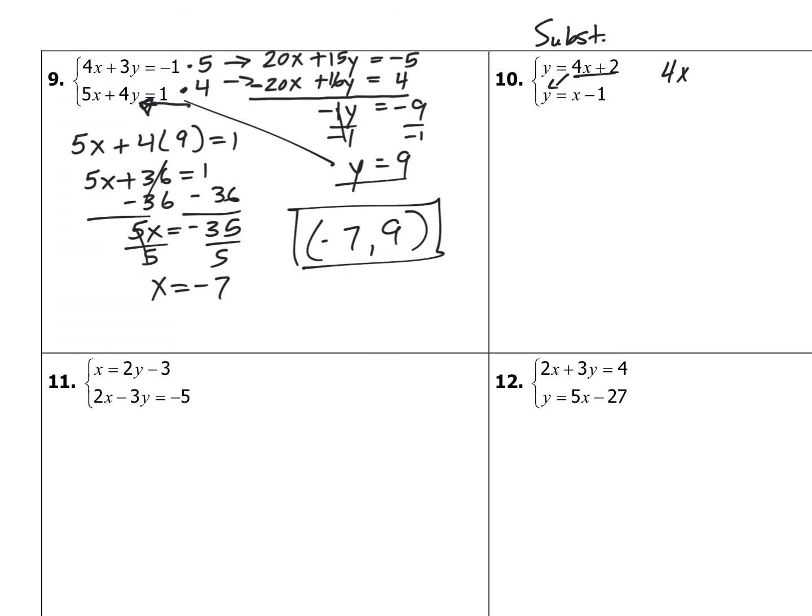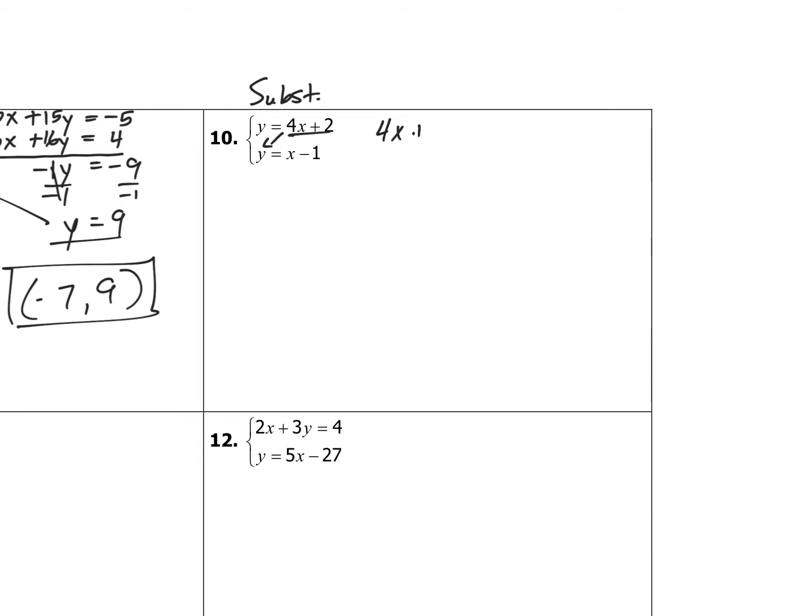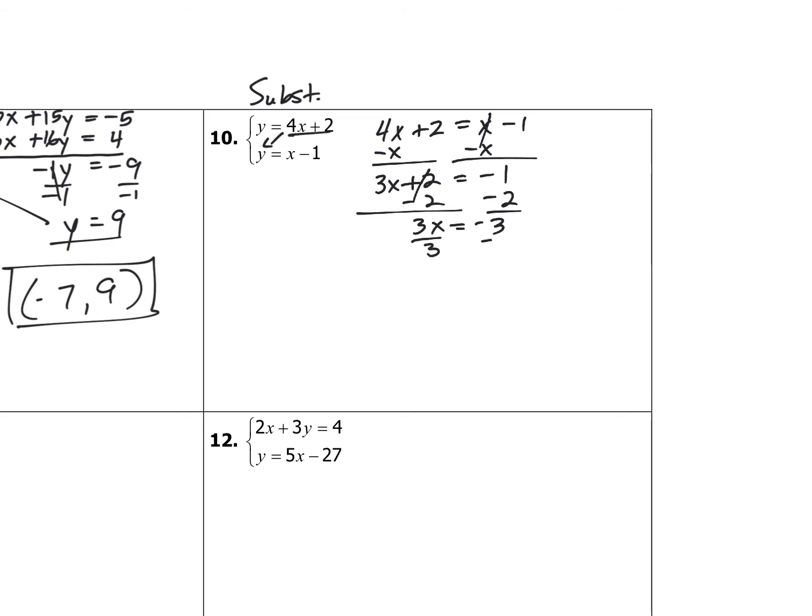All right, so let me erase some of those marks. And let's finish here. 4x plus 2 equals x minus 1. Subtract x from both sides. We're going to solve. And we get 3x plus 2 equals negative 1. Subtract 2. 3x equals -3, divide by 3. Okay, so x equals -1.